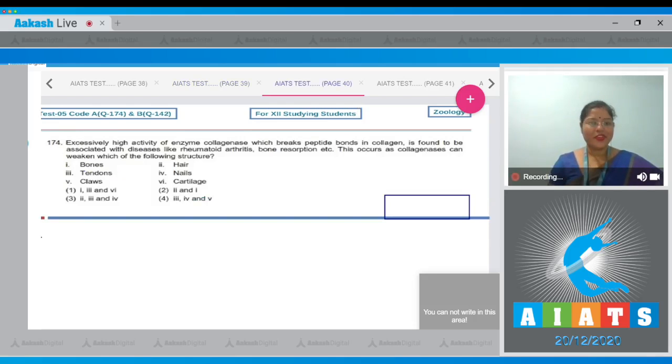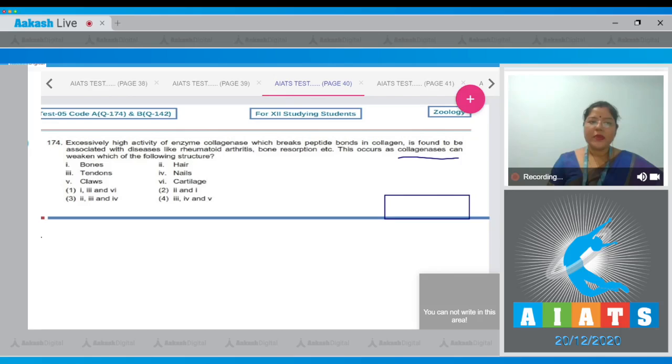Question number 174. Excessively high activity of enzyme collagenase, which breaks peptide bonds in collagen, is found to be associated with diseases like rheumatoid arthritis, bone resorption, etc. This occurs as collagenases can weaken which of the following structure? Collagenases act on collagen protein, which are present in collagen fibers. So we have to look those structures where collagen fibers are present.